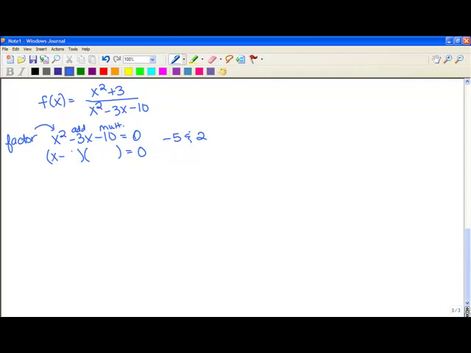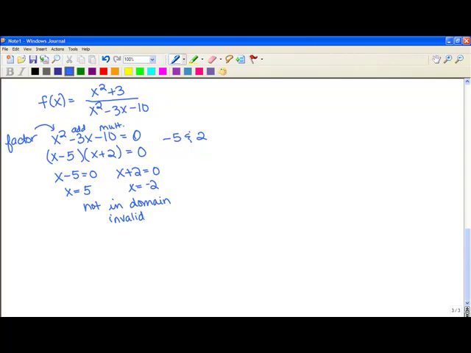So those numbers will go in our factors. Doesn't matter which number you put in first. I just wrote the negative 5 and then the 2. Now when we have the factors, we need to set each factor equal to 0 and then solve for x. So x is 5 and x is negative 2. These numbers are not in the domain. These are invalid numbers with this function.